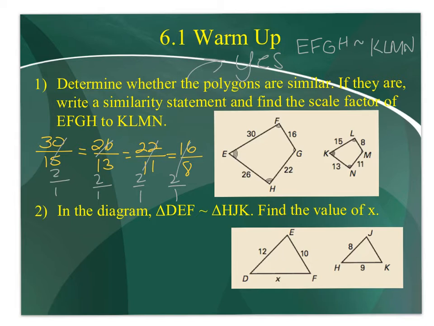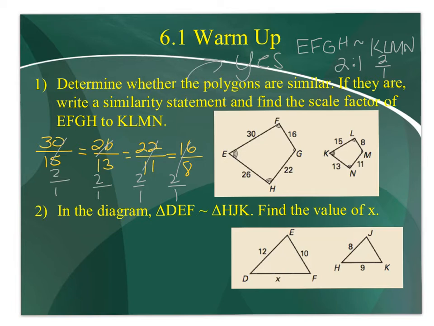And then it says find the scale factor of EFGH to KLMN, which is what? 2 to 1. And again, make sure that you pay attention to the order of those, because if it had said KLMN to EFGH, what would my scale factor have changed to be? Good, 1 to 2.